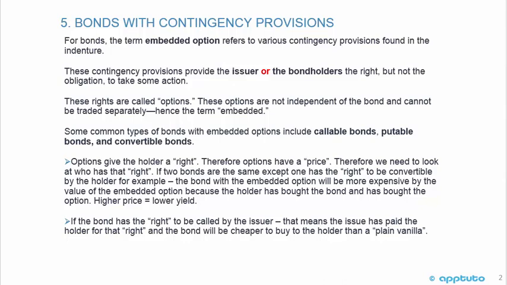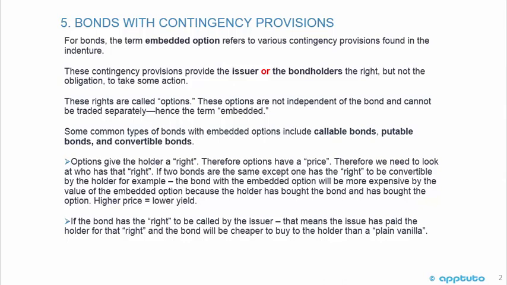These options are not independent of the bond and cannot be traded separately, hence the term embedded. Some common types of bonds with embedded options include callable bonds, puttable bonds, and convertible bonds. Options give the holder a right. Therefore, options have a price. Therefore, we need to look at who has that right.